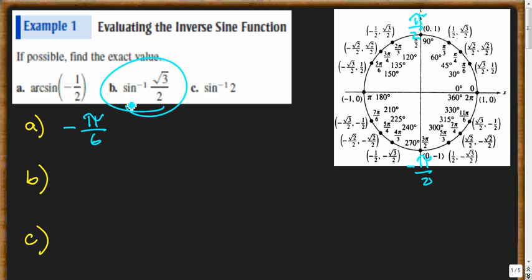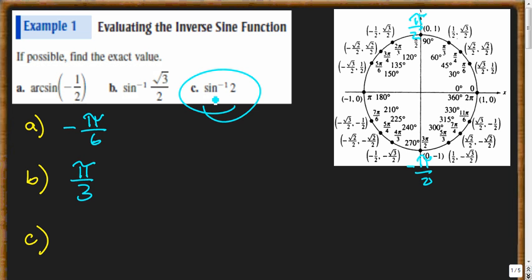We then move on to the inverse sine of the square root of 3 over 2. So where in my domain is the sine square root of 3 over 2? Well, it's up here, right? We know it's positive. It's the largest value before we get up to 1. And that is at pi over 3 or 60 degrees. So that's just pi over 3.